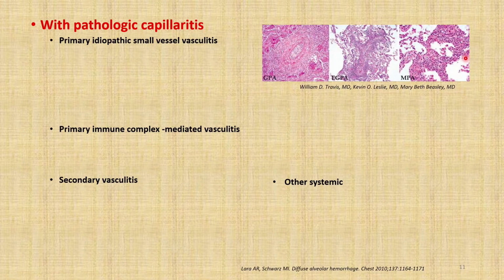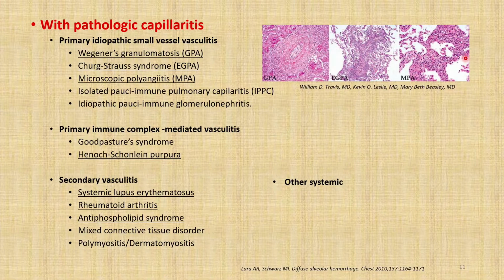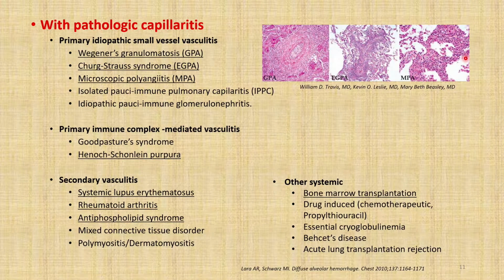In another aspect, we can categorize the etiology according to the pathological evidence, that means whether there is capillaritis or not. So there are different categories. The primary idiopathic small vessel vasculitis like ANCA vasculitis and IPPC, isolated pauci-immune pulmonary capillaritis. And there are primary immune complex-mediated vasculitis like HSP and Goodpasture's, and secondary vasculitis, SLE, and most of the CTDs. And there are systemic conditions like after bone marrow transplantation, Behçet's, and drug-induced causes.